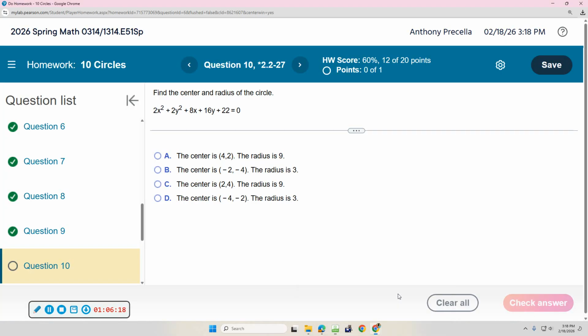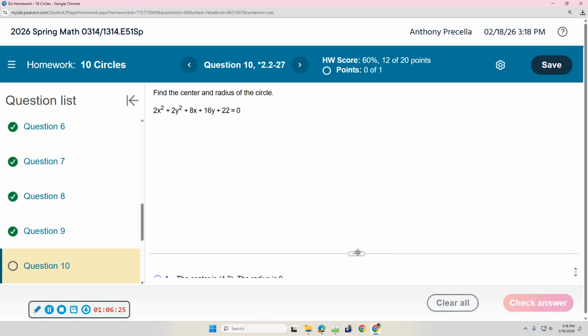Let's do number 10 now. How does number 10 differ besides the fact that it's multiple choice? I'll hide it. They're not asking you to draw the graph. They just want you to find the center and radius. Here's the equation: 2x squared plus 2y squared plus 8x plus 16y plus 22 is equal to 0.